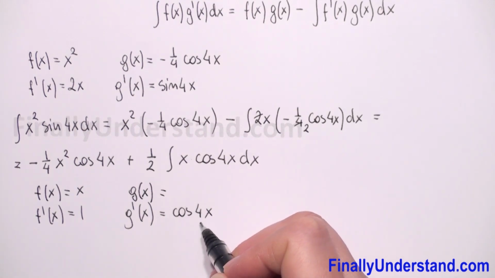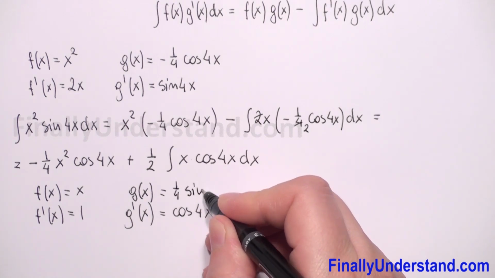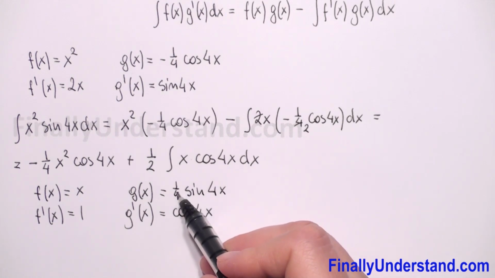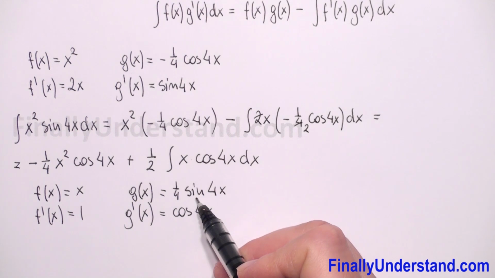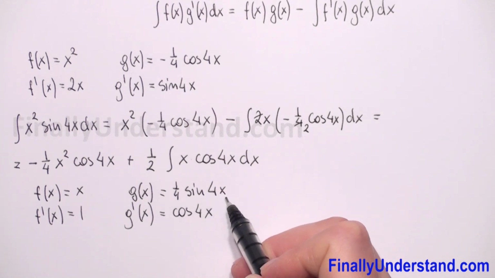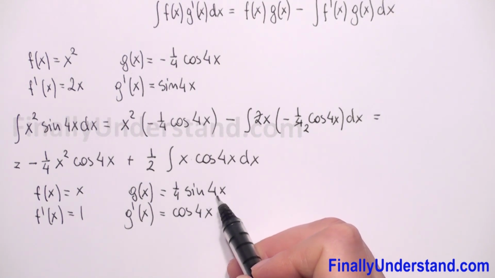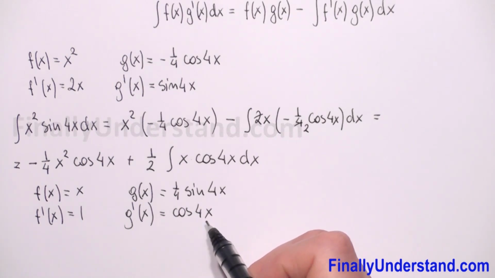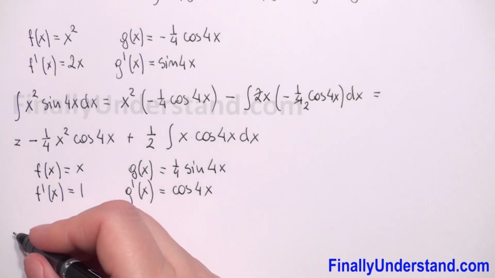The antiderivative of cosine of 4x is 1 over 4 sine of 4x. You can always check. When you take the derivative of 1 over 4 sine of 4x, we copy the constant. The derivative of sine is cosine, and then the derivative of the function which is inside, 4x, is 4. So 4 times 1 over 4 will reduce, and we get cosine of 4x. So everything is okay.